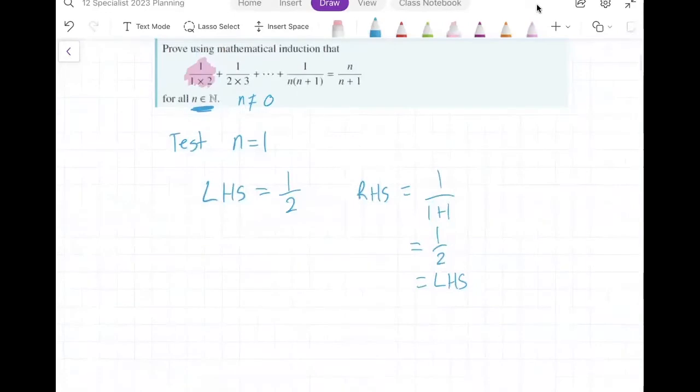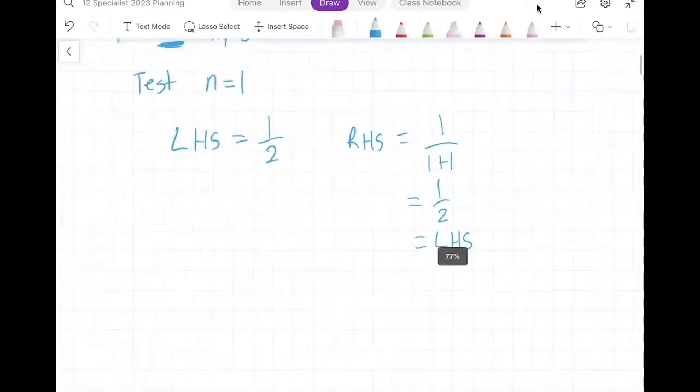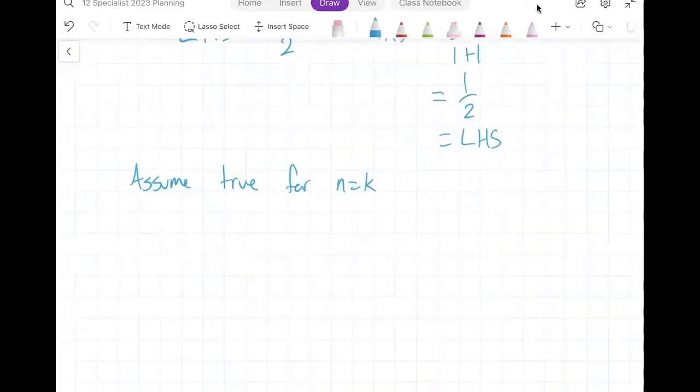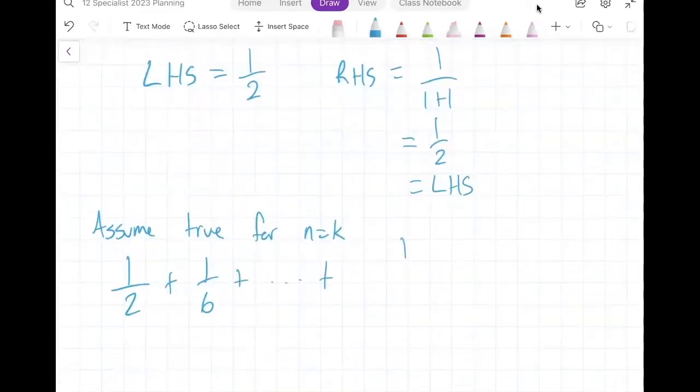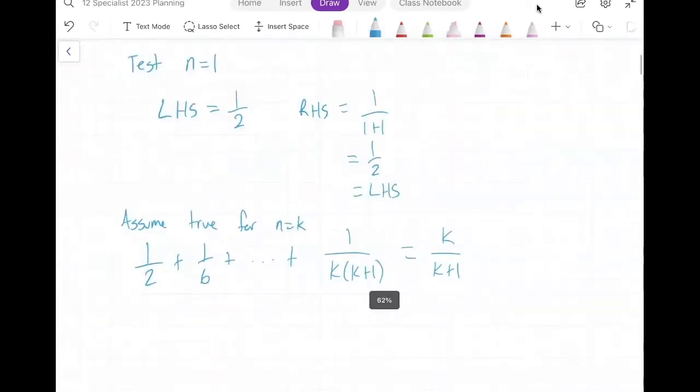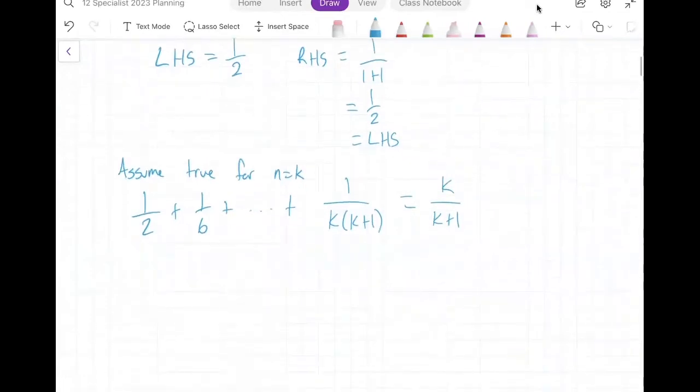So because it's been true for my first step, I'm now going to make my assumption. This is called the inductive step. I'm going to assume true for n equals k. So I'm going to test for n equals 1. If that's true, I can now assume true for n equals k. I'm now going to write out my partial sum. That's going to be 1 over 2 plus 1 over 6, or 1 over 2 times 3, plus 1 over, if n equals k, it's going to be k times (k plus 1), is going to be equal to k over k plus 1. So tested true for n equals 1, assumed true for n equals k. Now I'm required to prove for n equals k plus 1.